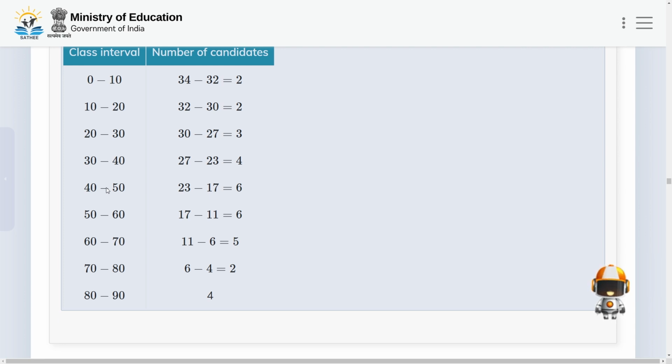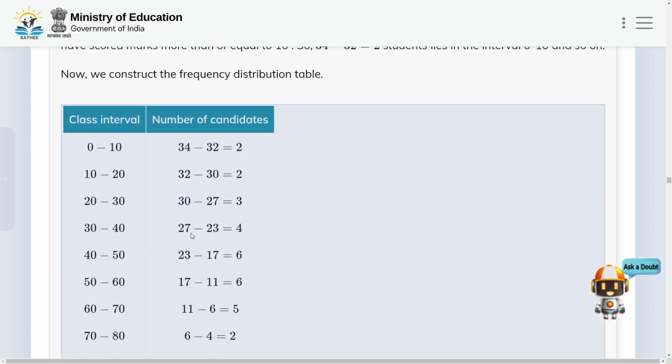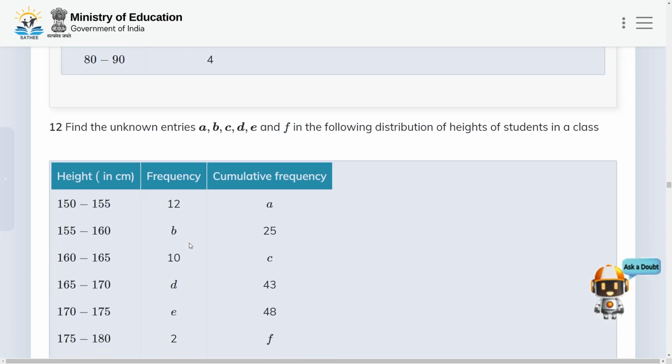to 6. Okay, for this class, number of candidates 4, and for this class, number of students 6. For this class, number of students 6, for this class 5, for this class 2, and for this class, number of students is 4. Okay, so this is actually the frequency distribution table. So now let us move to the next problem.